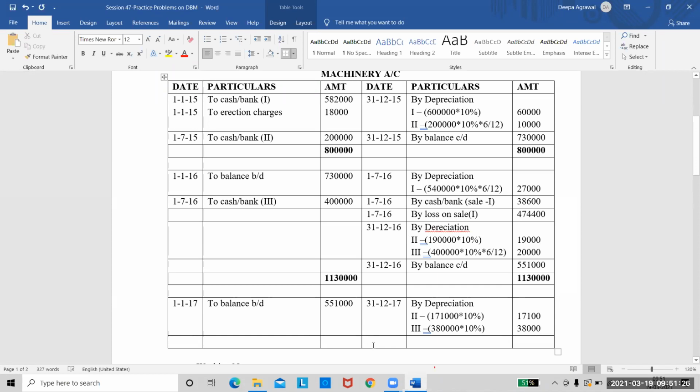So we have provided the depreciations. Now we need to balance the account. So write the transaction as by balance carry down C by D, and then we will first put the totals. My total is 5,51,000. And then put the balance here. See what is the balance? 17,100 plus 38,000 minus 5,51,000. Yes, 4,95,900. So this is what is our balance.